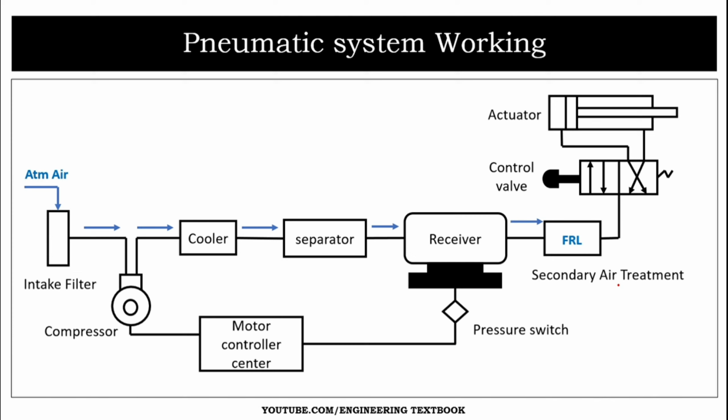Now the air from the air treatment unit is transmitted to the control valve to change the direction of flow based on the requirement. Finally, the air actuator uses the energy of the compressed air and converts it into mechanical energy. Thus we get the final output from the actuator. This is the working of a pneumatic system.